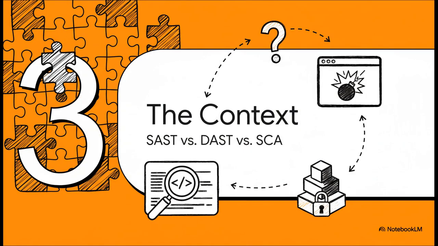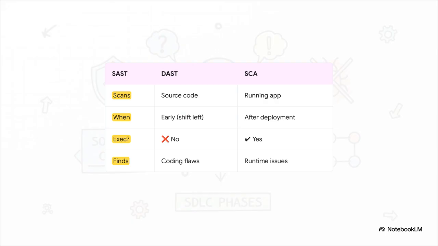Now, it's super important to get this next part. SAST is a powerhouse, for sure, but it's just one piece of the security puzzle. A lot of people get confused about how it's different from other tools like DAST and SCA, so let's just clear the air right now. This table breaks it down perfectly. SAST, like we said, scans the raw source code. It's a white box approach. DAST, on the other hand, is black box.